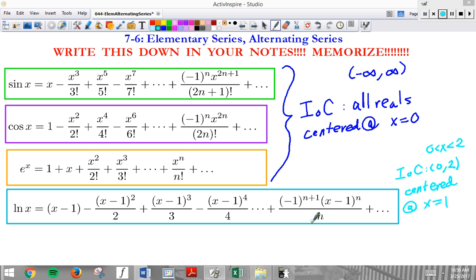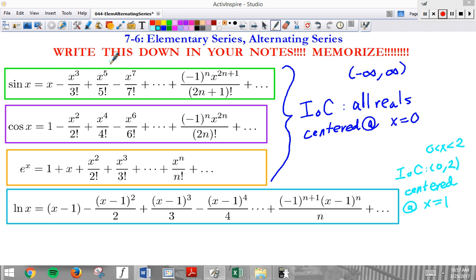Some of the questions you'll see on your homework will be like, which elementary series is this? And they'll just give you some random sigma notation. If you do not see a factorial, it's natural log. Pretty much guaranteed. Not always, but you have to see the structure. If you do see a factorial, I would imagine it's one of these three. And so this is just something you memorize. There are no ifs, ands, or buts about it.